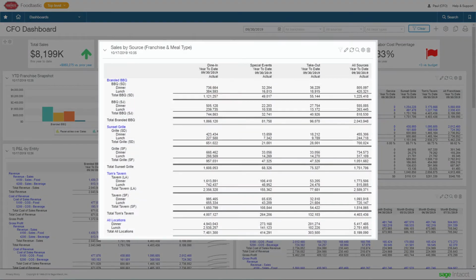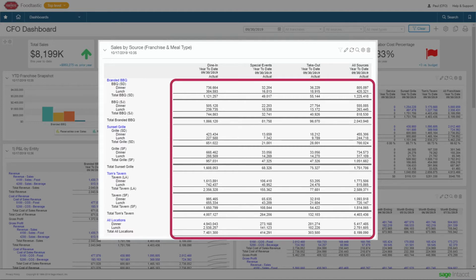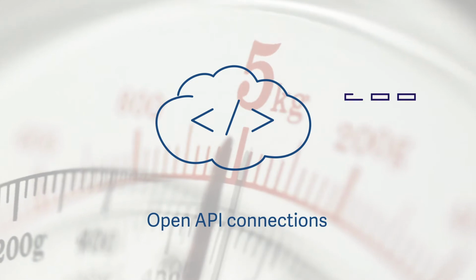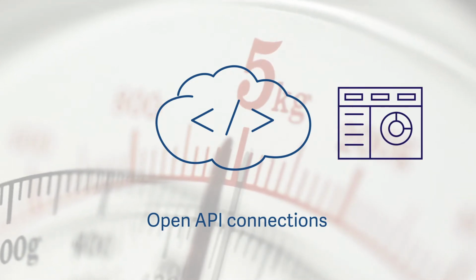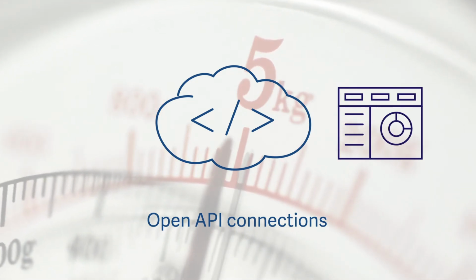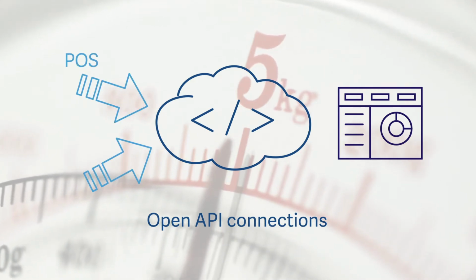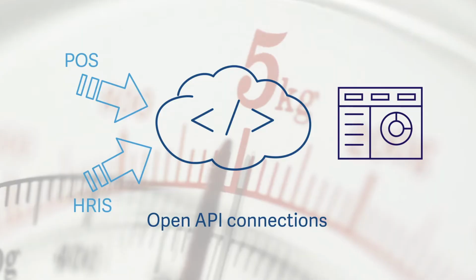Looking again at sales, notice that as a result of integrating the restaurant's POS system, each day's sales data flows directly into the system, so there's no need to manually enter the data from one system to another. With an open API, you can make any connections you need and configure the reporting for your specific needs. Sage Intacct customers get really creative in this area, pulling sales and labor data from their POS and HRIS platforms.